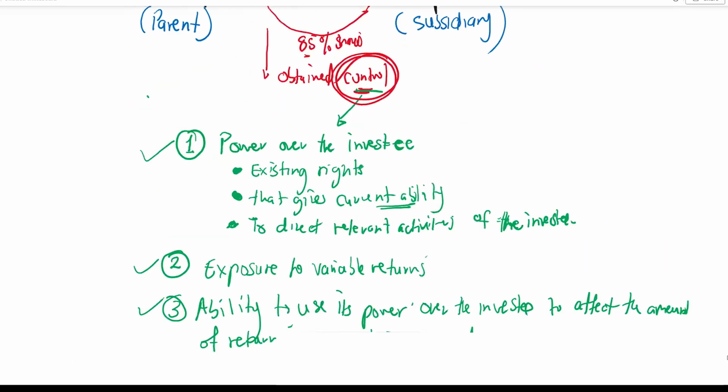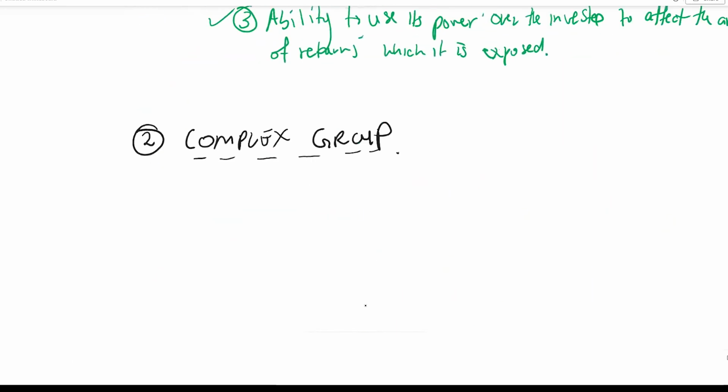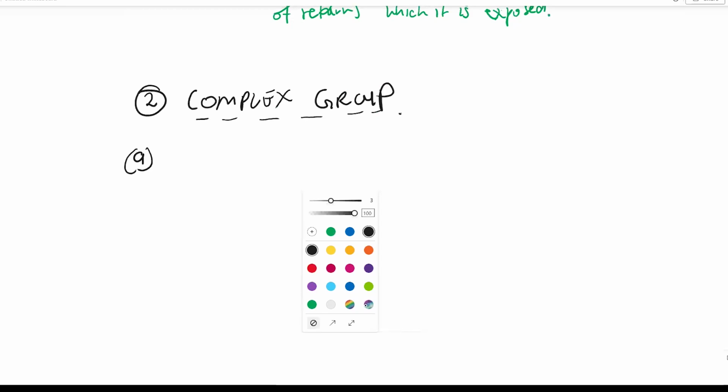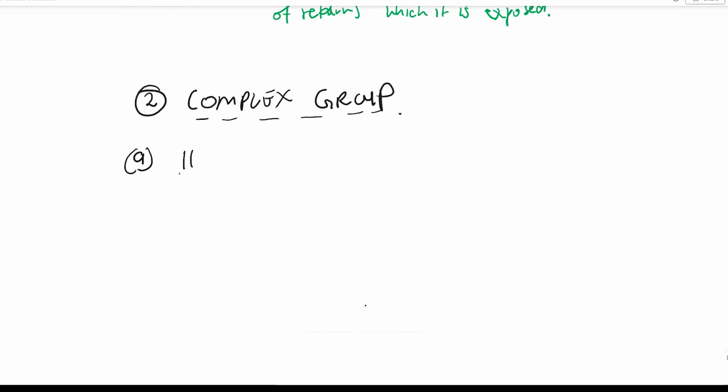Now in a complex group, there are three types of groups that can be considered complex. So it goes further. I'll call them A, B, and C. A, the very first group under complex group is referred to as the horizontal group.